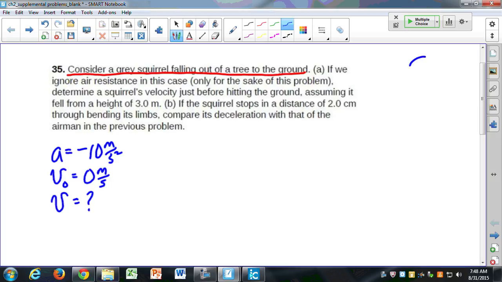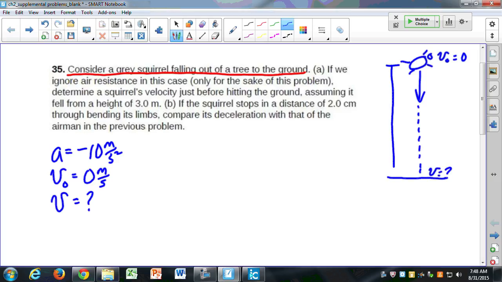Okay, I can draw a little picture over here if that helps you. Here's my squirrel. He's falling a distance. I know v naught equals 0. I want to know the velocity here. And then I also know that he falls a height equal to 3 meters.